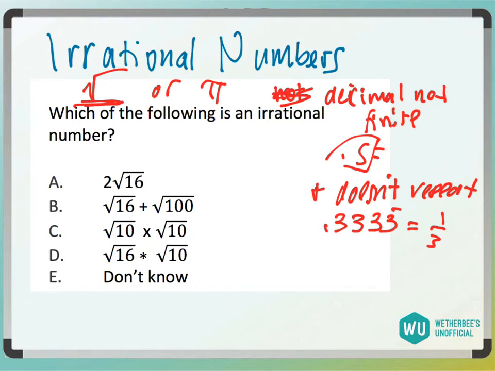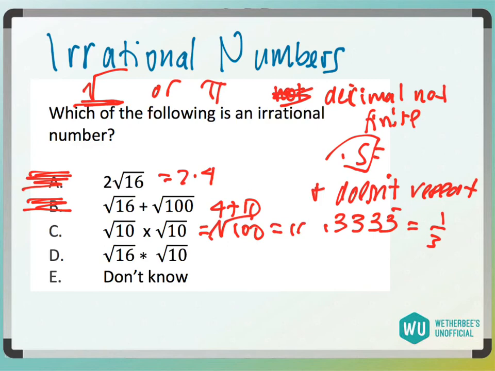So, okay, let's look at answer choice A. This would really just be 2 times 4, right, which would be an integer. B, this would be 4 plus 10, which would be an integer. C would be root 10 times root 10, right? The root 10 in and of itself is not an integer, but it would be equal to root 100, right? Which would be 10, and a square root times itself is just the root drops away, right? So it would just be 10.